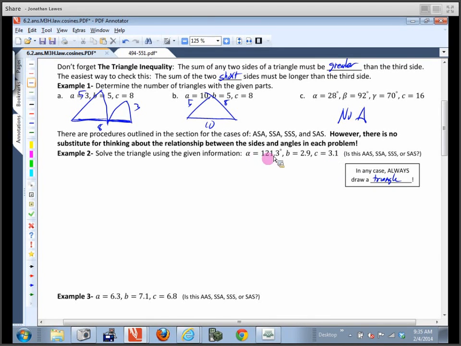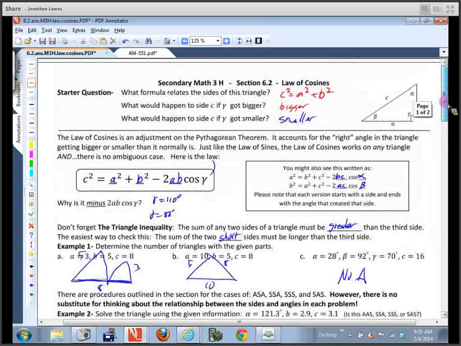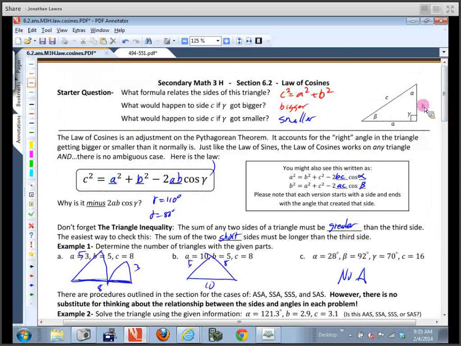It's not acute, so that's good. Okay, where is alpha with respect to sides B and C? Remember, the names mean something. This is side B, this is side C. Let's go up here and take a look at this. Side B and side C, what's the angle that's right in between there? Alpha, because if this is side B and C, side A's got to be across from it. That means alpha's got to be right in between it.